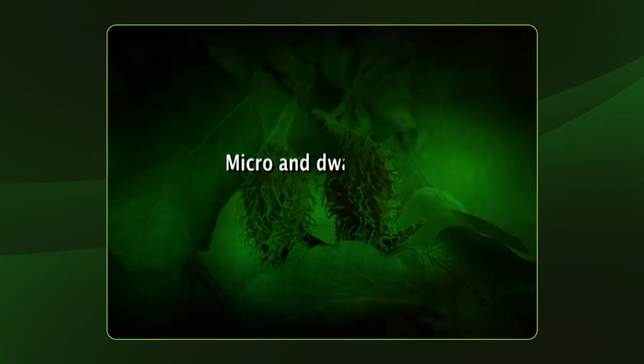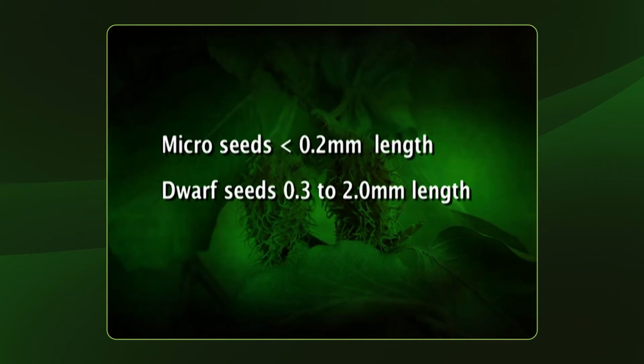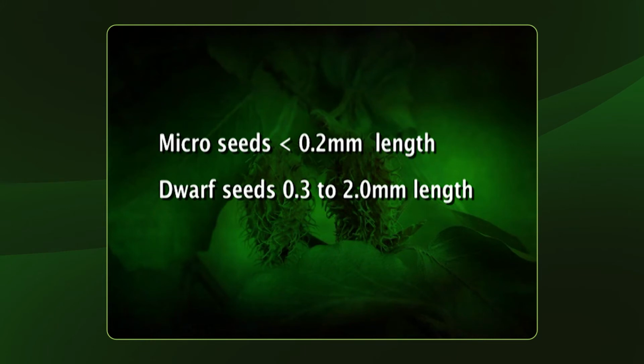Number second case is that of undifferentiated embryos. One or a few genera in a number of plant families have embryos undifferentiated at the time of dispersal. Such type of embryos occur mostly in micro and dwarf seeds. Microseeds are usually less than 0.2 millimeters in length and dwarf seeds between 0.3 to 2.0 millimeters in length. Embryos of microseeds can have from 25 to 100 cells, but they may have as few as 2 only.